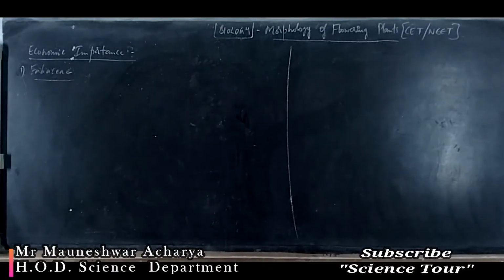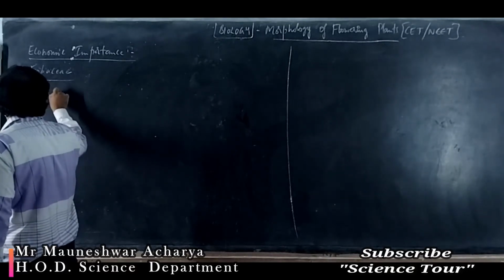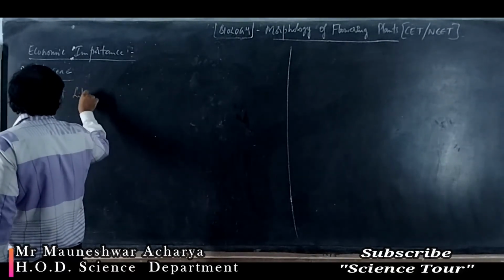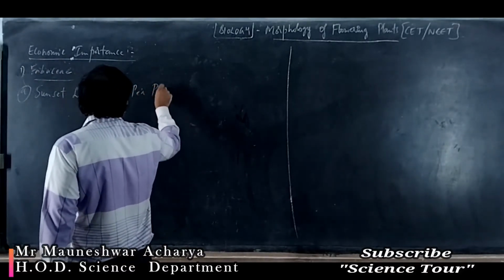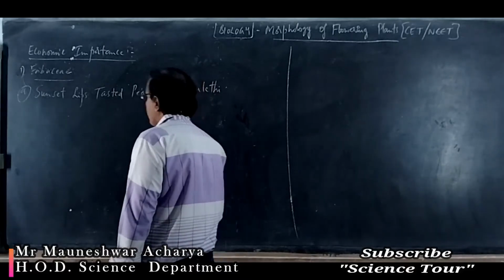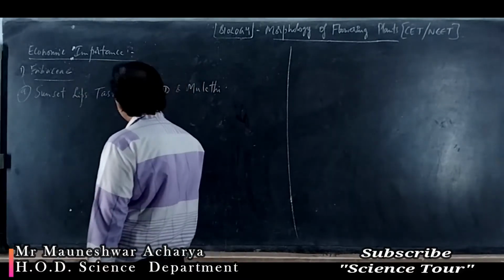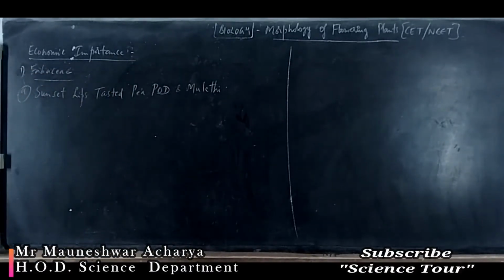So do you remember all the examples under Fabaceae? Under Fabaceae: At sunset, lips tasted pea pod and mulethi. What is this? At sunset, lips tasted pea pod and mulethi.